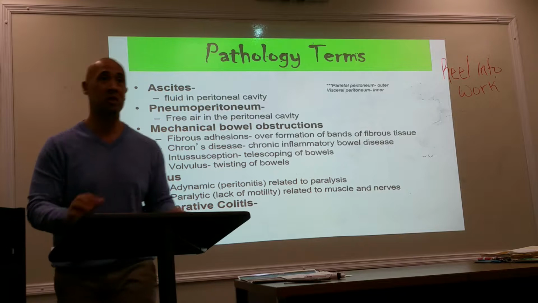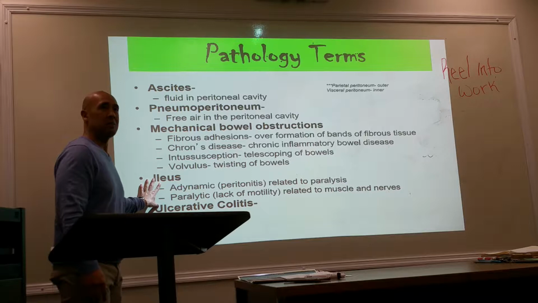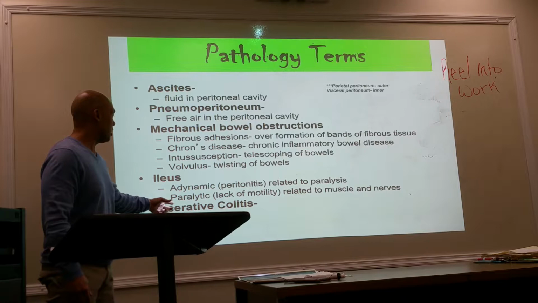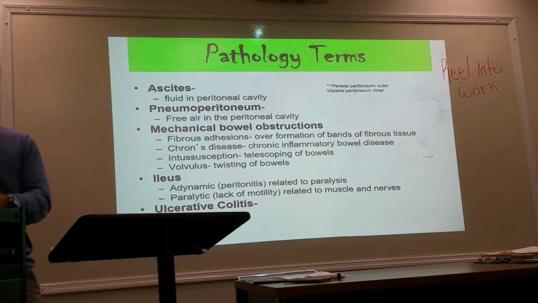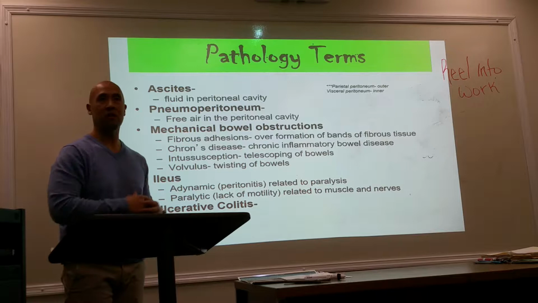Okay, an ileus. An ileus is a type of bowel obstruction, but it isn't physical like your mechanical. Ileus can be caused by peritonitis, for example. You can have an adynamic type of ileus, or you can have a paralytic type of ileus. That has to do with the lack of movement, the lack of contraction within the bowels, because we want that peristaltic activity to help push everything through, right? So this is caused by that.